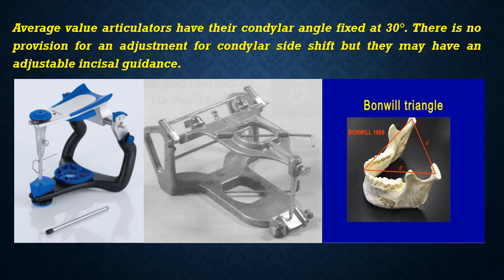Well, it is made according to the theory of Bonwill, so I call it the Bonwill triangle, as you can see in the right slide, which says that the distance between each condyle could be 4 inches or 10 centimeters, and the distance from each condyle to the lower central incisor is also 4 inches. So he made a mean value articulator according to these principles.